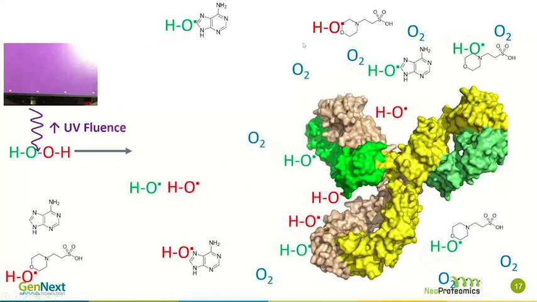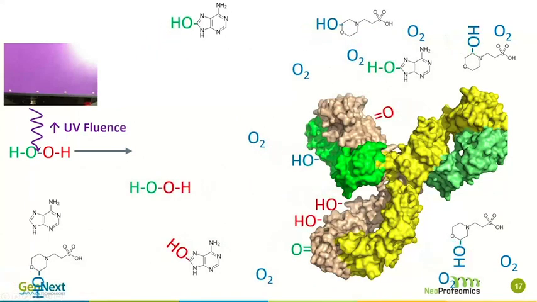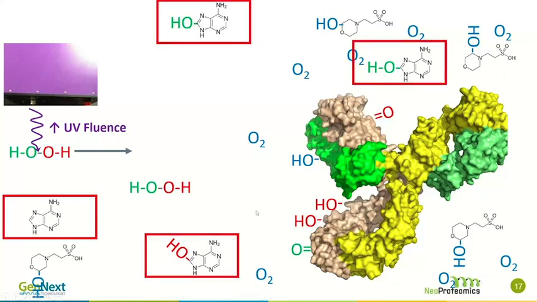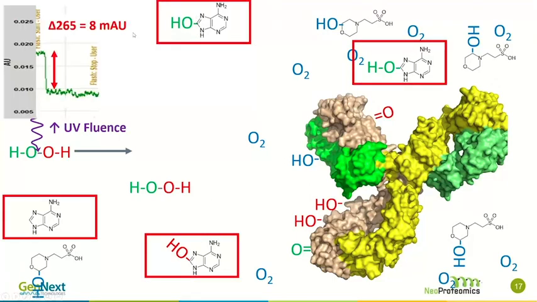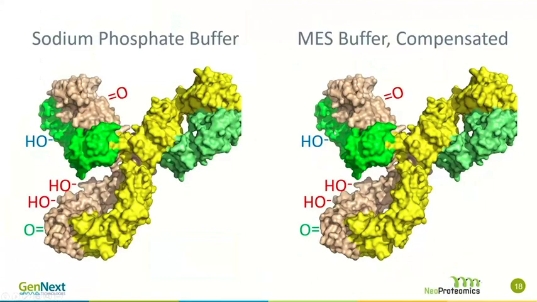And so now I get more oxidation of my protein, I get more oxidation of my MES, but I also get more oxidation of my adenine. I can easily measure the amount of oxidation of my adenine and see that it's now back to the same 8 milliabsorbance units that I had before in my first sample without the MES buffer. And so I can infer, based on the fact that the adenine oxidation is the same, that my protein oxidation is the same. Okay, once I've done this compensation.